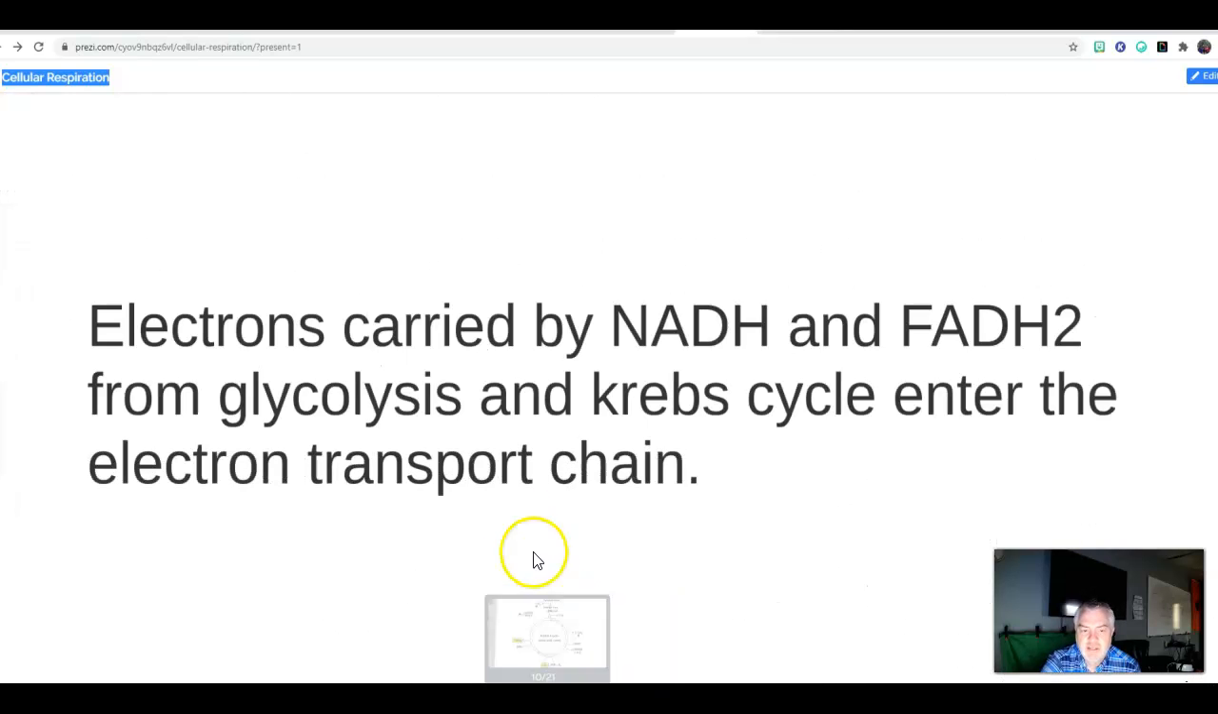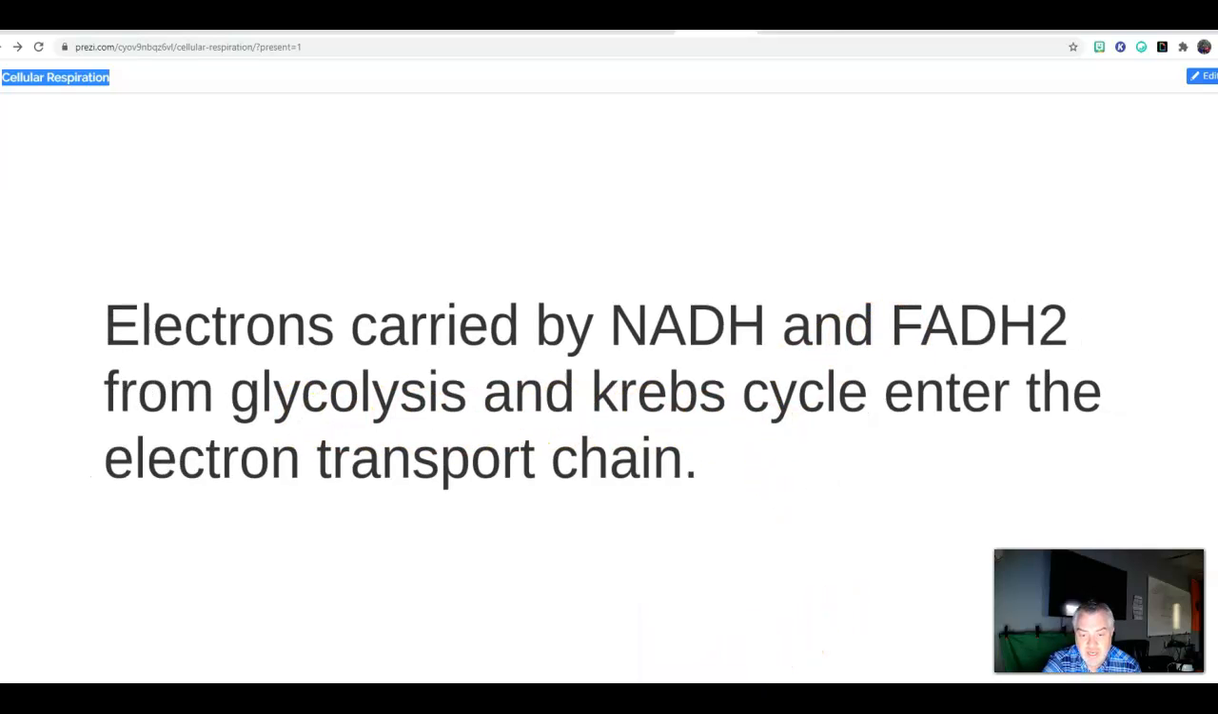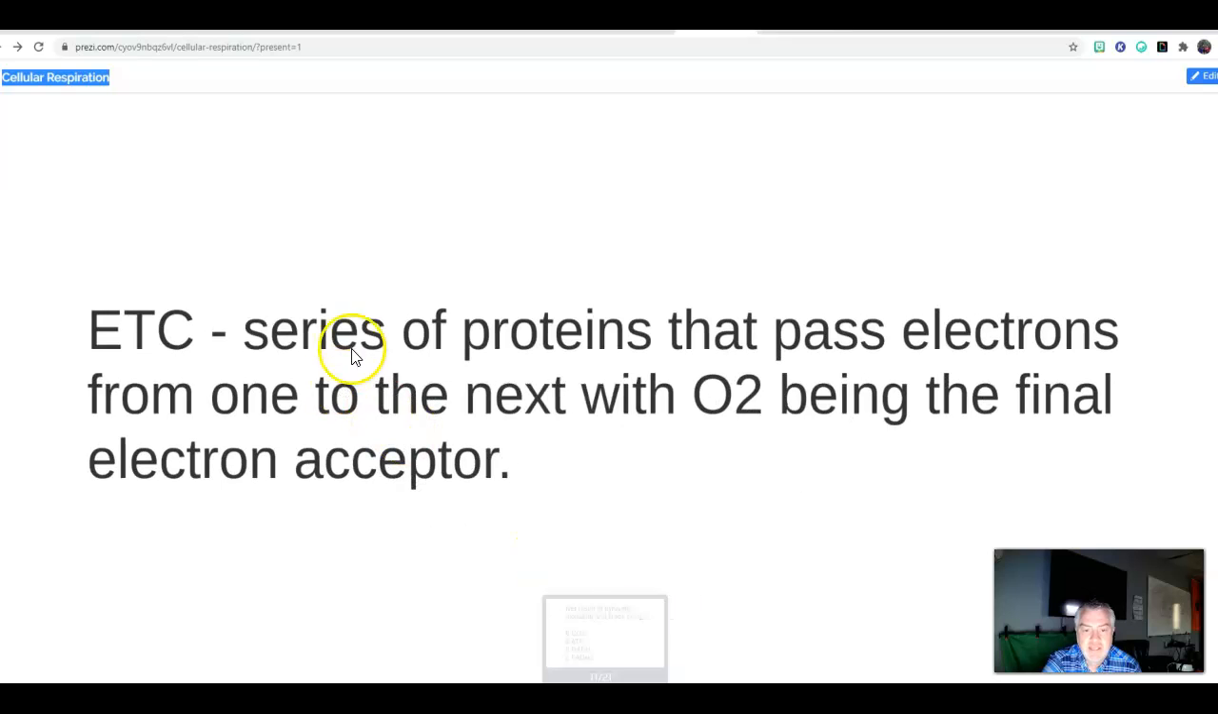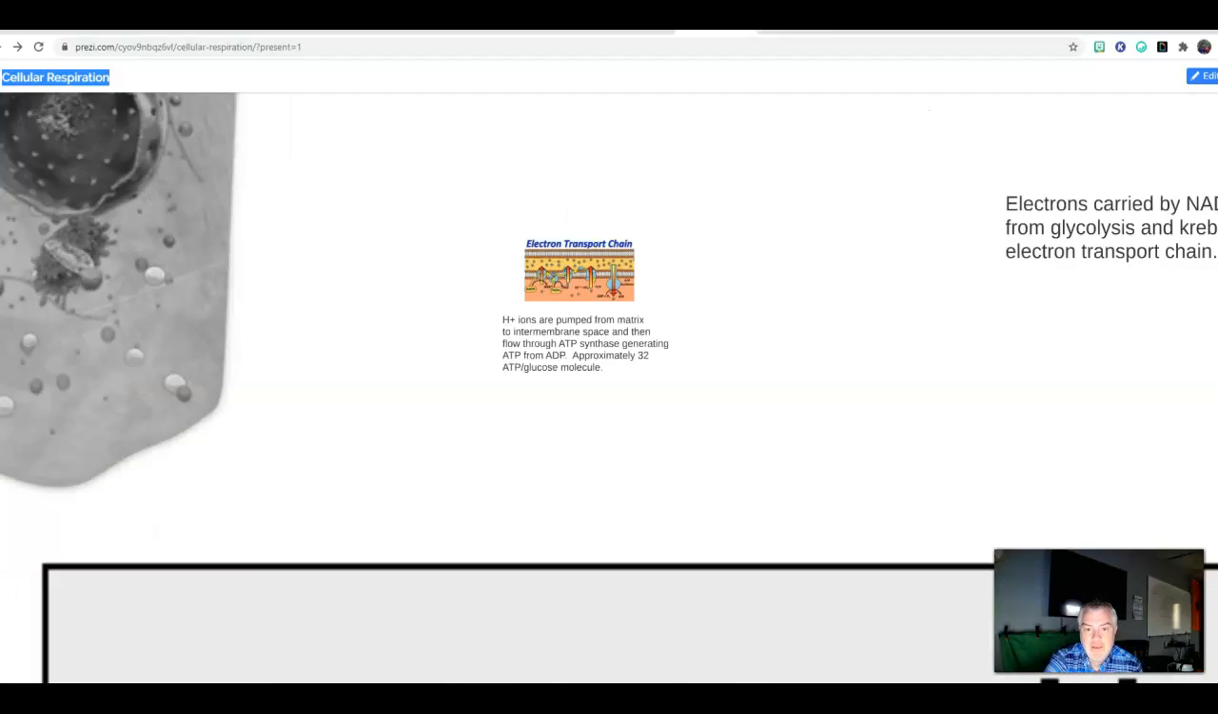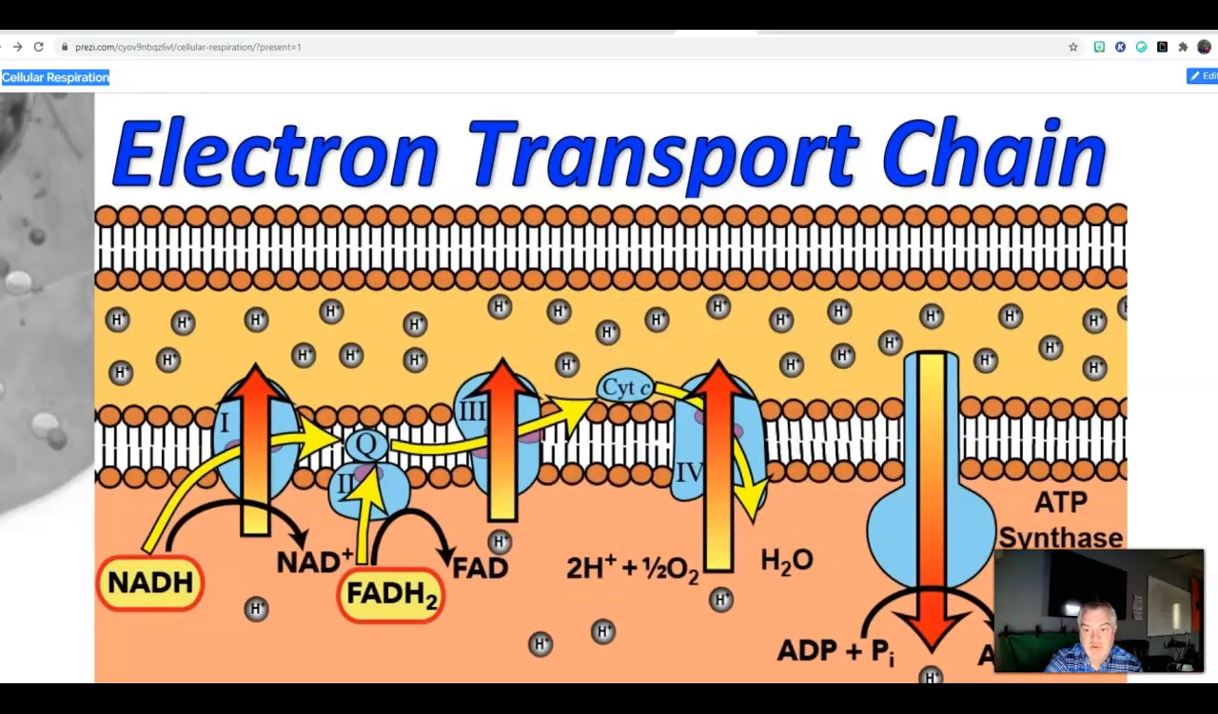In this stage, electrons carried by those electron carriers from glycolysis and the Krebs cycle enter the chain, which is basically a series of proteins that pass electrons from one to the next, with oxygen being the final electron acceptor. So oxygen has to be present for this process to take place. Now here is what the electron transport chain looks like.